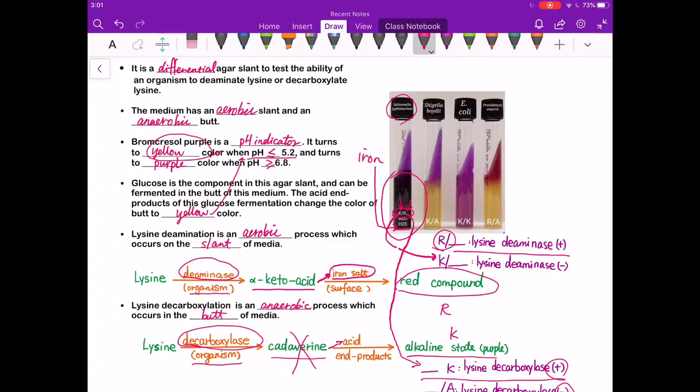So in this Lysine agar test, you need to know how to interpret the test results.